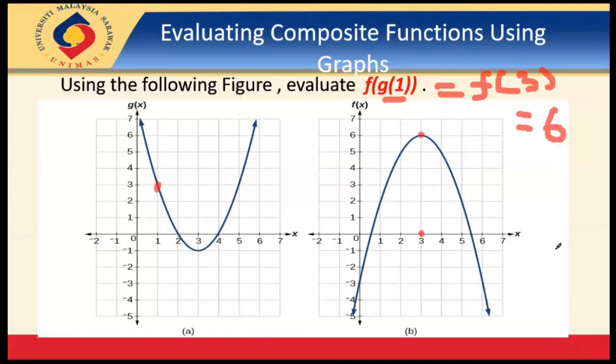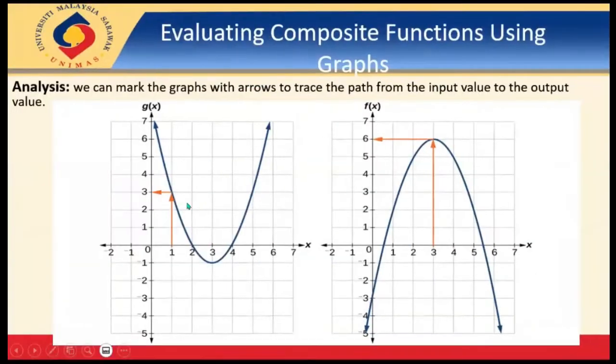Does it make sense? Is it clear? Okay, so next one. The answer is like this: g of 1, the output is 3, and when the input is 3 to f of x, the output is 6. We can show it like this.